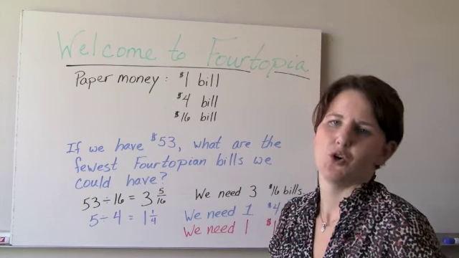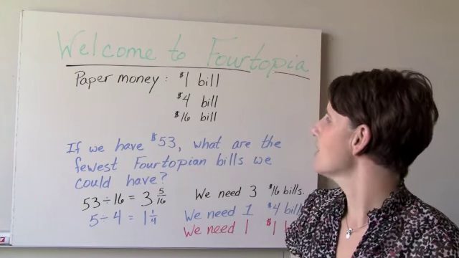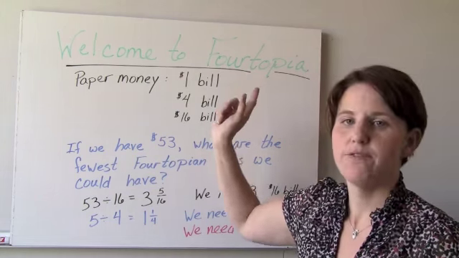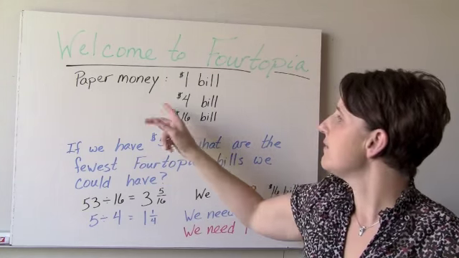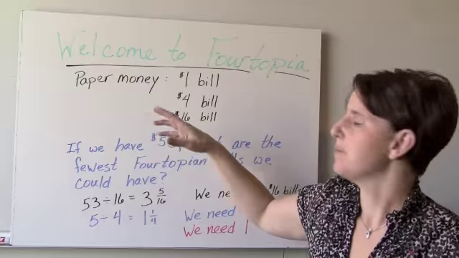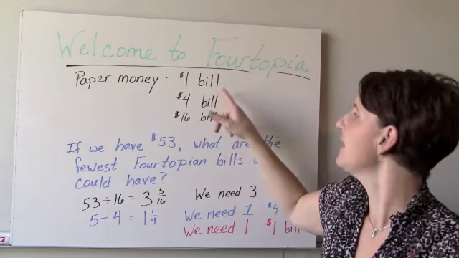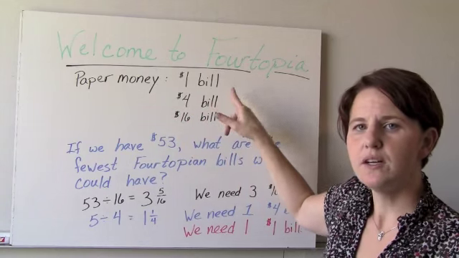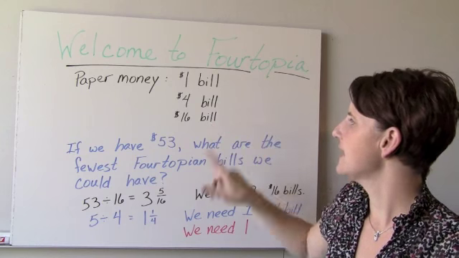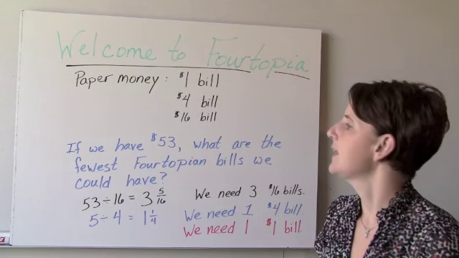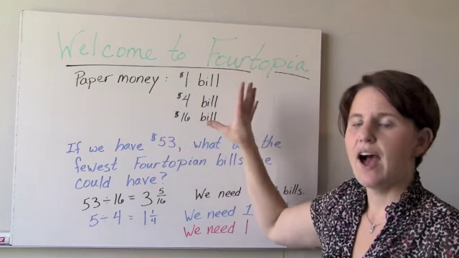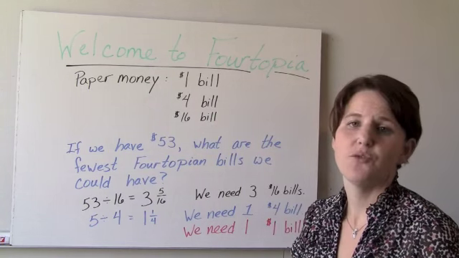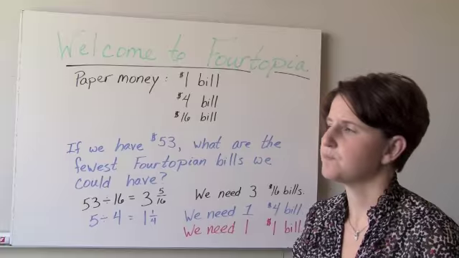Welcome to Fortopia. So we are going to be visiting the land of Fortopia, and so we need to exchange money. In Fortopia they have the following paper money. They have a $1 bill, a $4 bill, and a $16 bill. So if we have $53, how could we have the fewest Fortopian dollars?